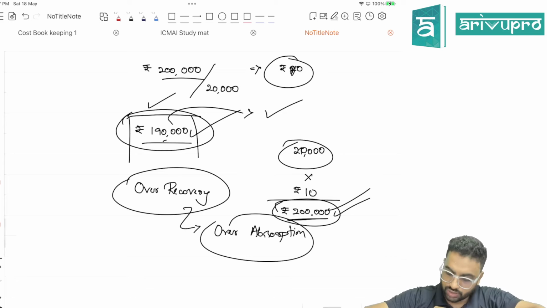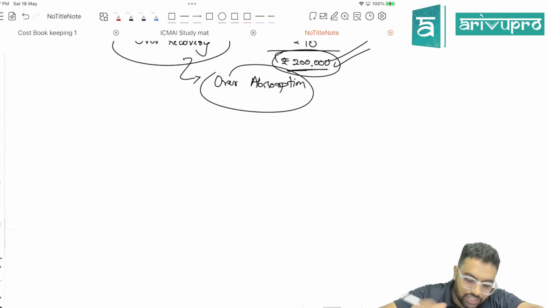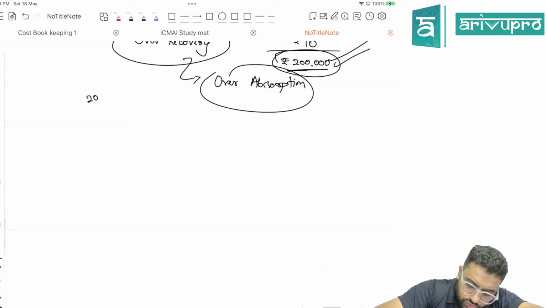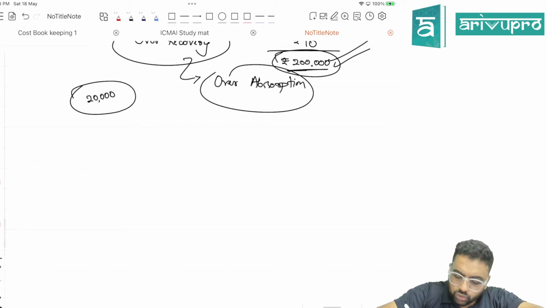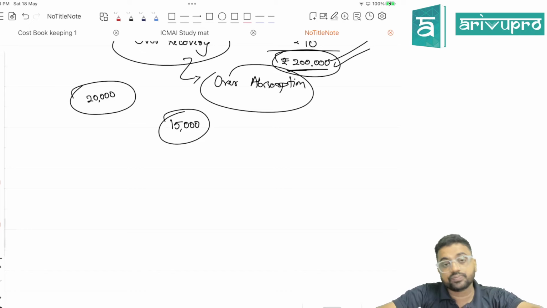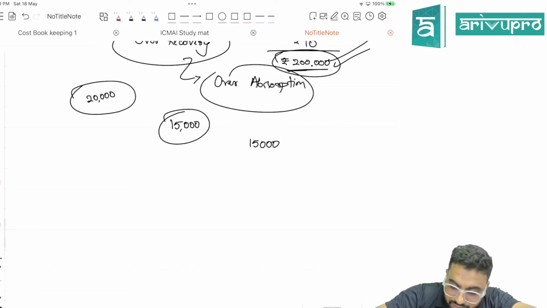Now let's say the reverse case. Every assumption remains the same, except we thought we were going to produce 20,000 units, but our employees are too lazy. They produced only 15,000 units. Now for these 15,000 units, how much will I recover? 15,000 into rupees 10, which will come to 1,50,000.